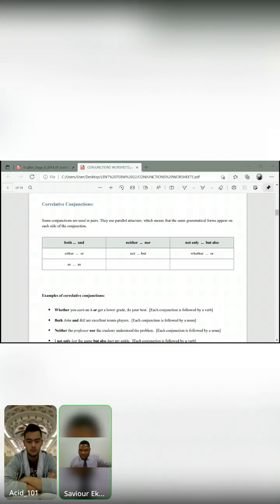If the verb is singular, the subject also will be singular. If the verb is plural, the subject will also be plural. And if we have two verbs, we must also have two subjects in this aspect. That is what we call parallel structure. I'm going to take that as a topic of discussion tomorrow, which means that the same grammatical forms appear on each side of the conjunction.